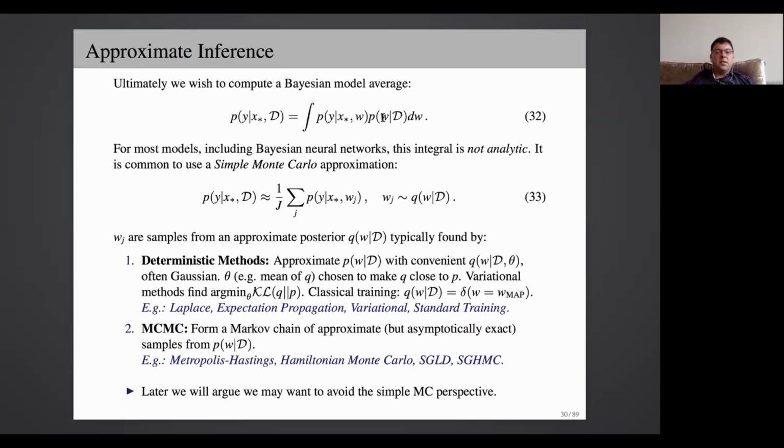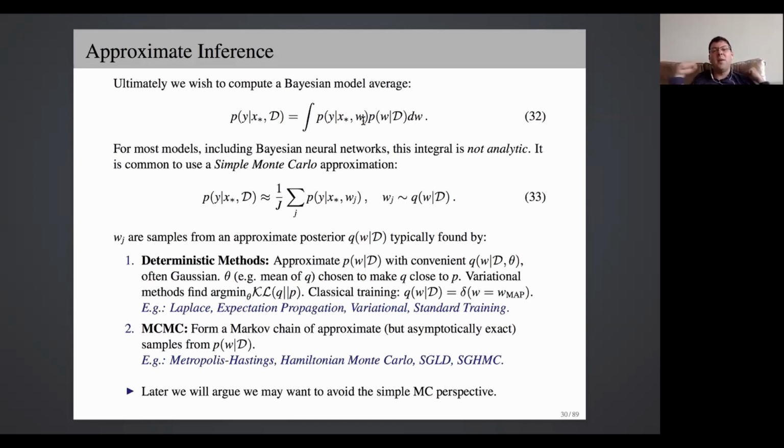And we'll also discuss later how we might want to avoid the simple Monte Carlo perspective in some cases. If we're told we can just query our predictive distribution at a small number of locations, which is really the honest truth in Bayesian deep learning. These architectures are massive with tens of millions of parameters at least in many cases, and so it's very expensive to do forward passes and store these models.